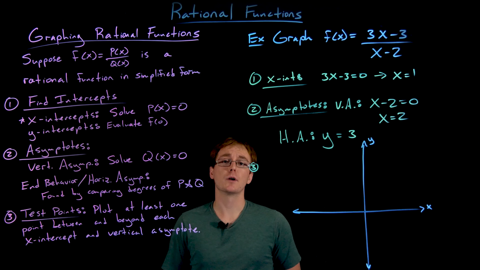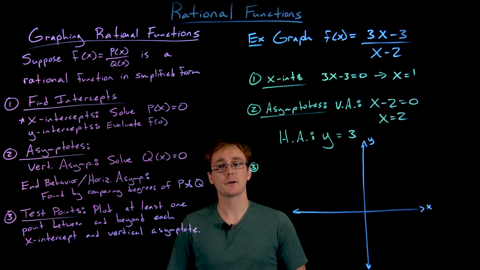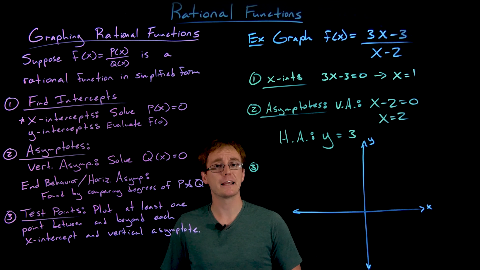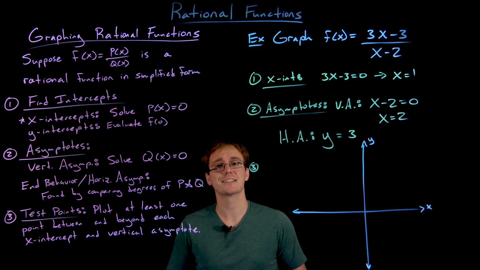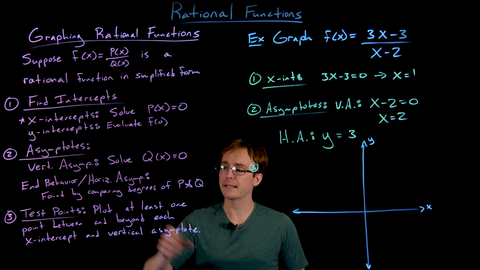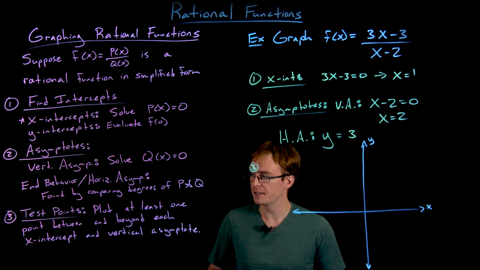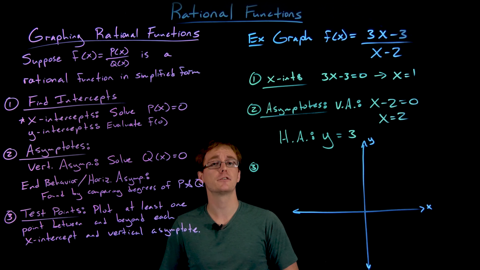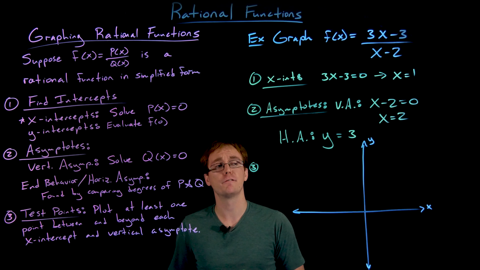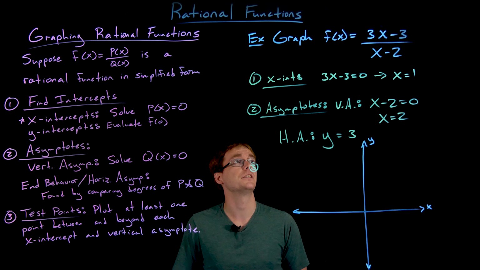Because we're running a bit low on board space here, I'm going to do the third step and the graphing step all together. This is actually a pretty good way to go about it, because it can help you pick some of your test points. So before I start picking these test points between and beyond each x-intercept and vertical asymptote, I'm going to graph the information that we already know about the function on our set of axes here.